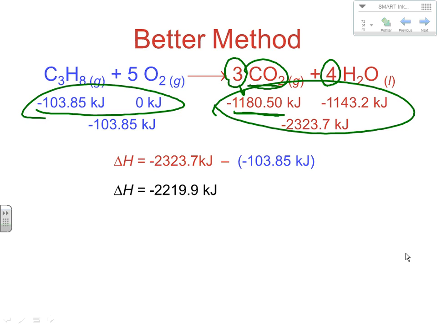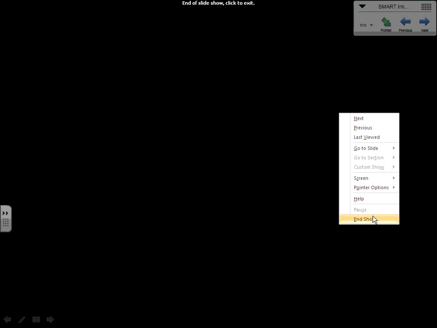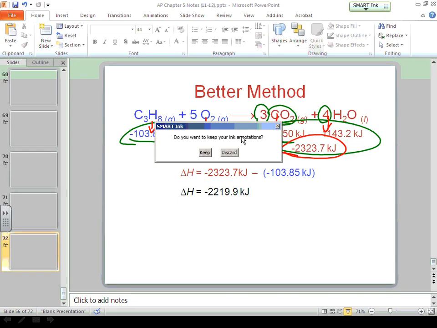Look up the numbers, multiply it by the coefficient, and write it down for every substance. Find out what the total of your products are, find out what the total reactants are, and then just take products minus reactants. It will work every time. And that finishes our Chapter 6 notes, our Chapter 5 notes over thermochemistry.